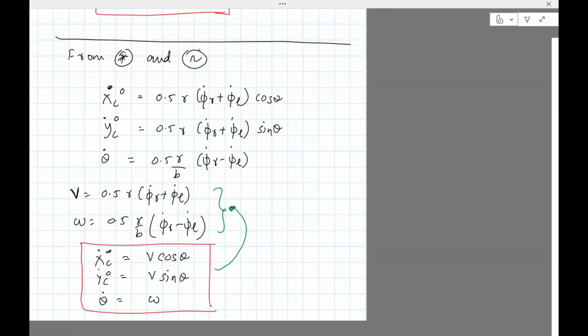You can do the same thing for Ackermann steering, something which is there on your cars, and you'll get a similar expression. Actually, you'll get the same for x and y, but I think the theta dot expression will be slightly different. It will be based on the steering you use in your car.